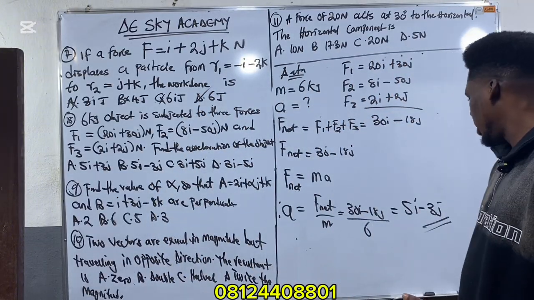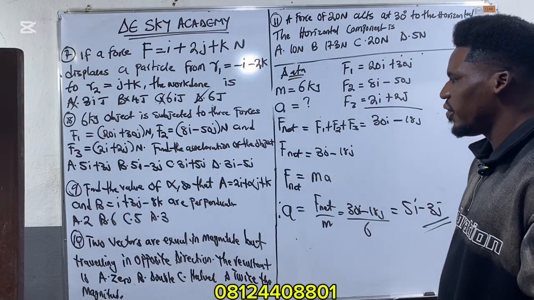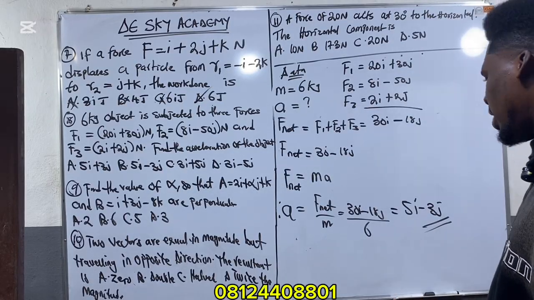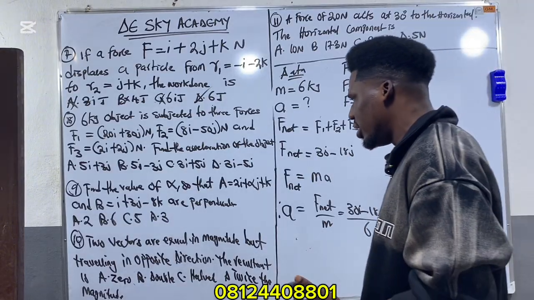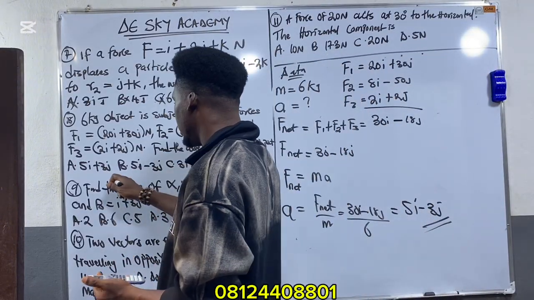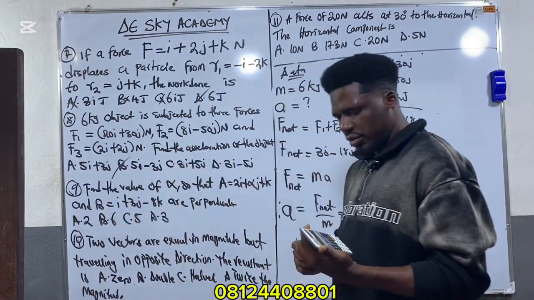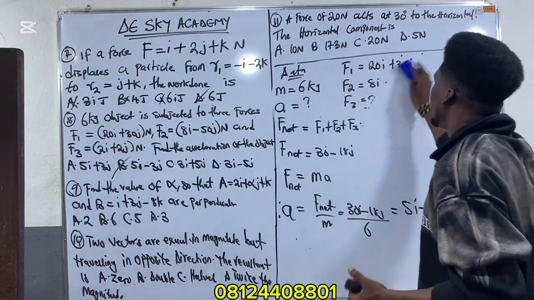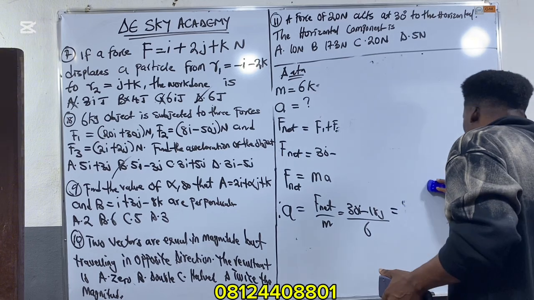So do we have anything like that in the options? Option A is 5i plus 3j. No, it can't be the answer. Option B is 5i minus 3j. Definitely this is the answer. So let's go to question number 9.